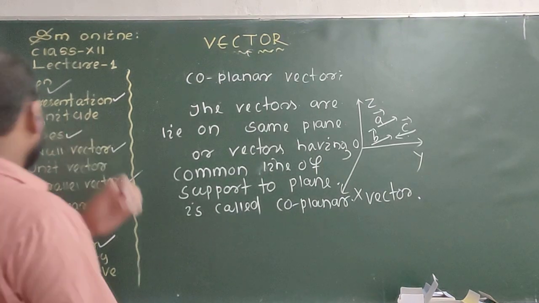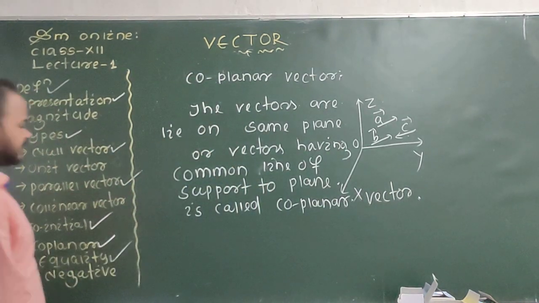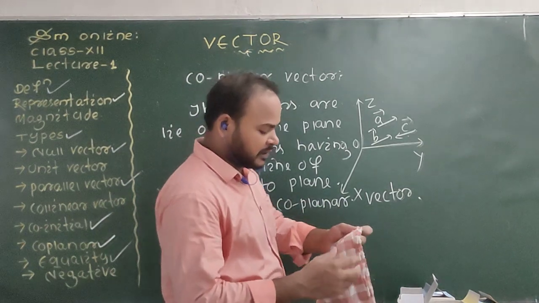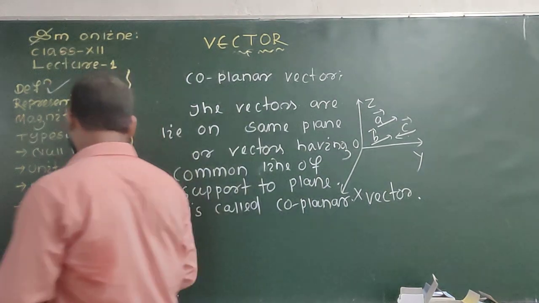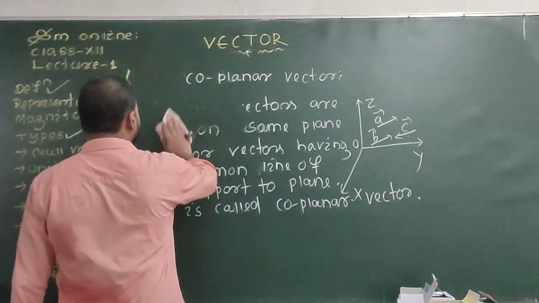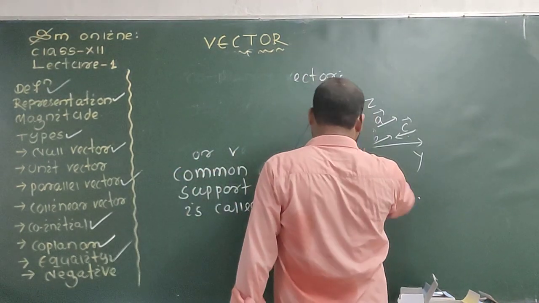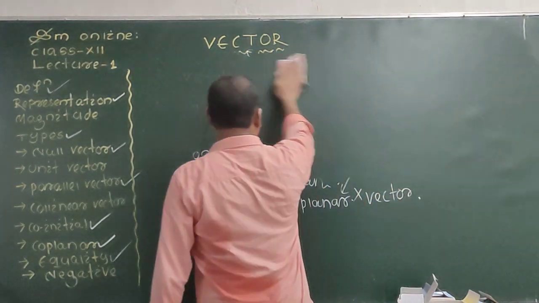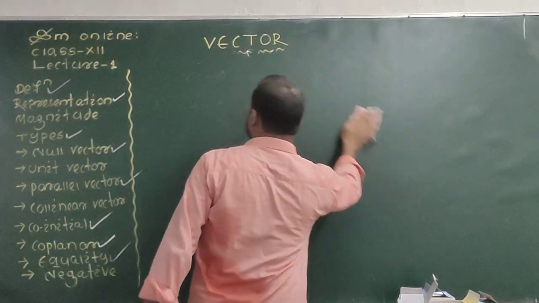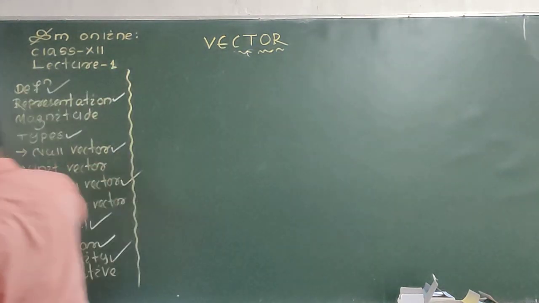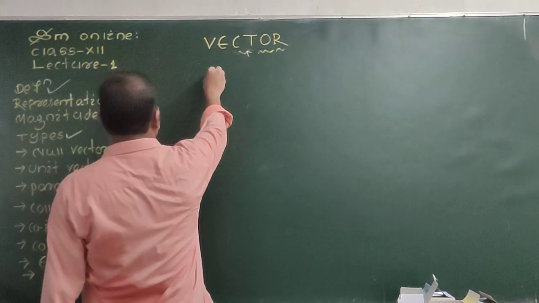Now come to the point, equality of two vectors. It is the most important point, equality of two vectors. Questions on this also come in board exams. Now discuss equality and then negative. Equality.